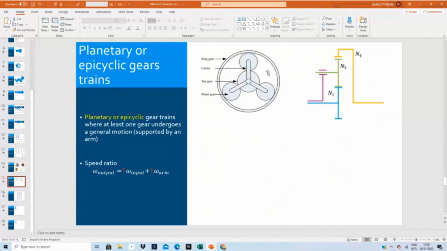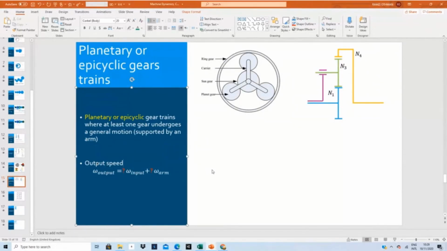Mostly we can represent this by only the pitch radius for each gear. So again here, I have represented the three planets, but I can represent only one. They work in parallel, so I can study only one. I can represent them this way or simply this way. Now, how am I going to calculate the output speed, the output angular velocity?